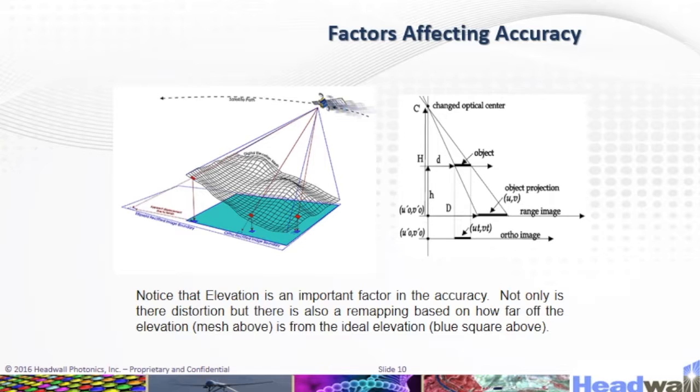There are factors affecting accuracy. Notice that elevation is an important factor in accuracy. Not only is there distortion, but there's also a remapping based on how far off the elevation is from the ideal elevation, as you can see in the diagram, the mesh above and the blue square above.